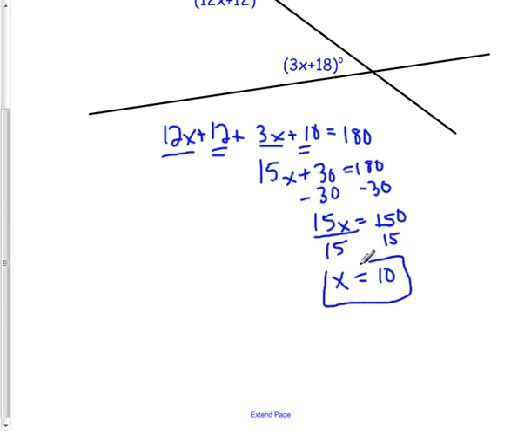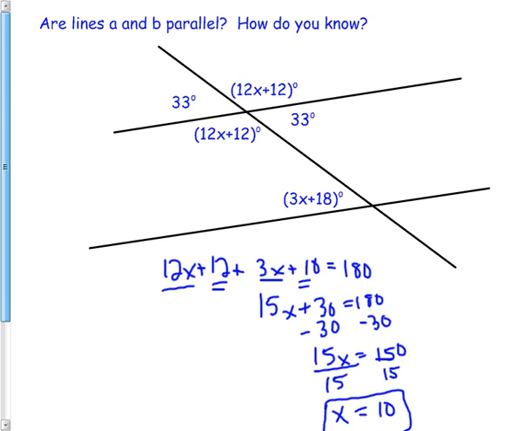Okay, so this doesn't tell us if they're parallel or not, but it does help us prove that they are or are not parallel. So we know x is 10. Let's plug that into these two and see what these angle measures are. All right, so let's go 3 times 10 plus 18. So that'd be 30 plus 18, because 3 times 10 is 30. So we get 48 degrees for this angle.